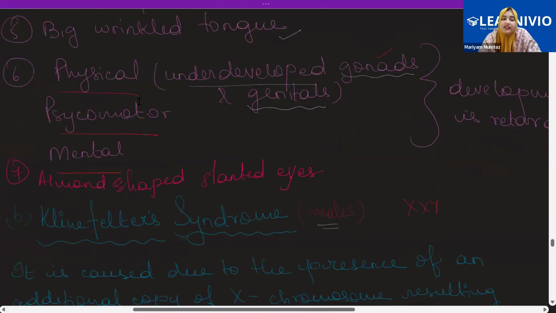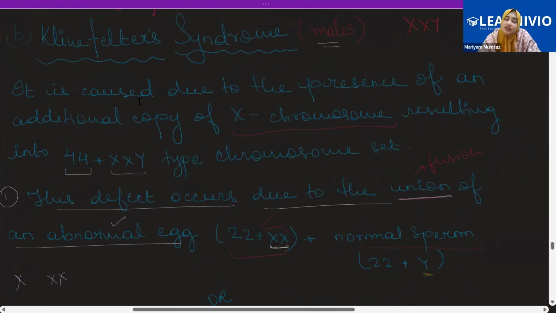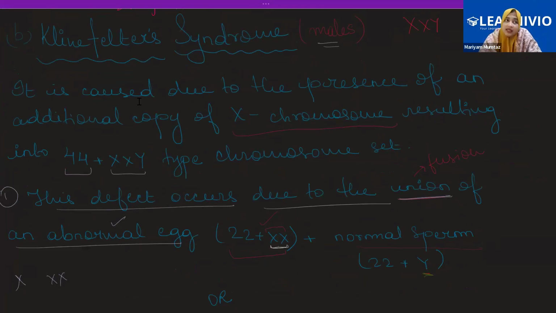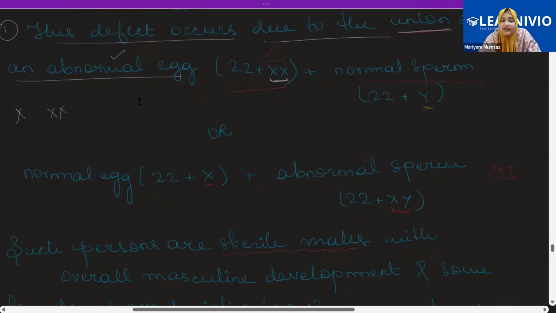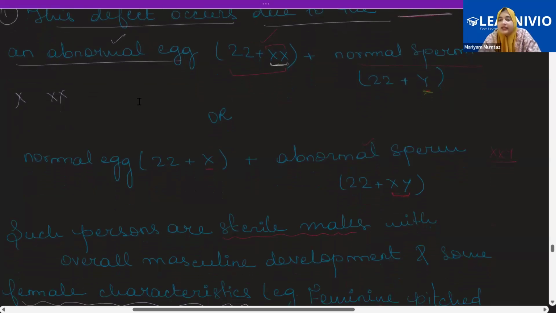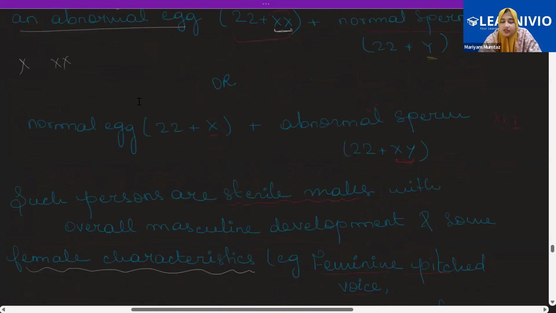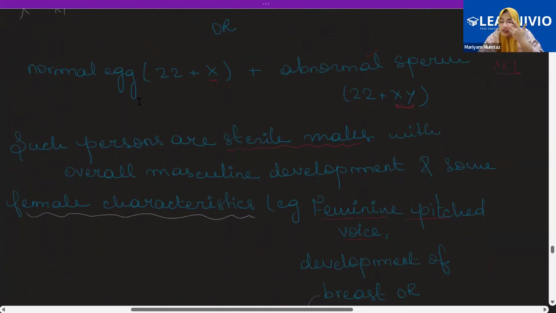Then we have the Klinefelter syndrome. Now, Klinefelter syndrome takes place in the case of males, wherein the male has an extra copy of the X chromosome. Normally, a male is supposed to have XY type, but here XXY type is there. So, why is it happening? Either when an abnormal egg that contains two X chromosomes combines with a normal sperm, or in the case wherein a normal egg is combining with an abnormal sperm. So, such a person is sterile.